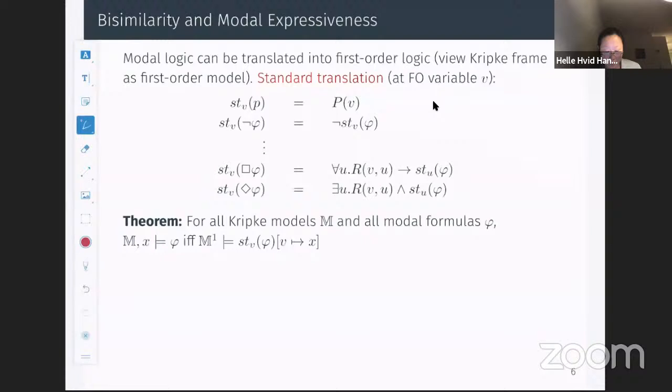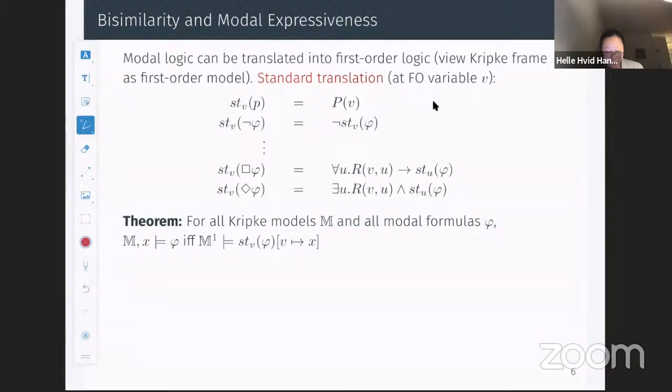And then when you get to a modality, you will see that the translation of box phi is saying that for all U, so say U is a successor of V, the translation of phi is true at U. And similarly for the diamond, the translation of diamond phi is just saying, essentially what the semantics of the modality is saying, namely that there is a U such that U is a successor of V, and the translation of phi holds.